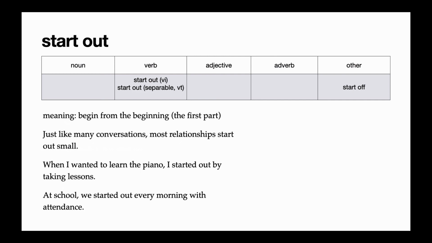Often, this has the same meaning as just start. So in all these examples, we could just remove the preposition out and the sentences would still be good and common. We can say, most relationships start small. I started by taking lessons. We started every morning with attendance. It really has the same meaning. In the other column, I wrote start off, which has the same meaning as start out.